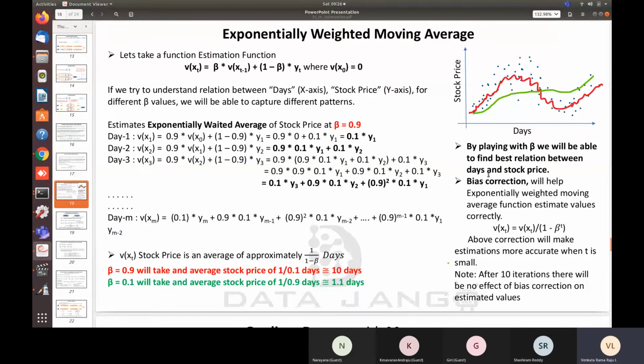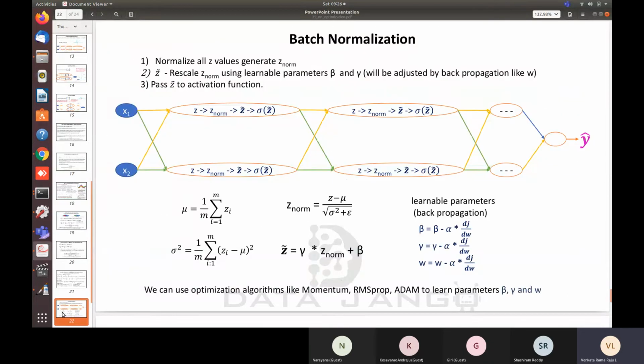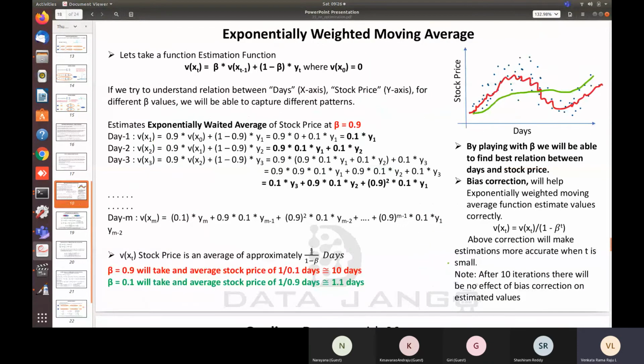So this bias correction is one concept we'll talk about in batch normalization. There this is going to be useful. So that's where I kept this concept also. I'll talk about that when I come back and talk about it again. So let us look at momentum, one concept today, and stop there.